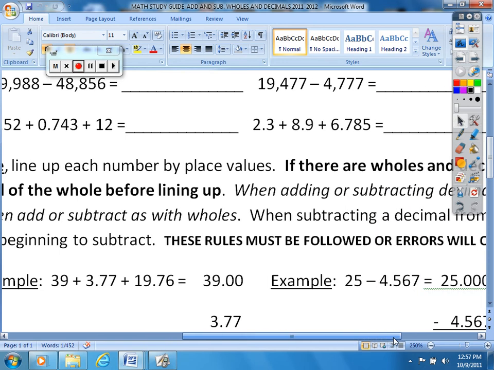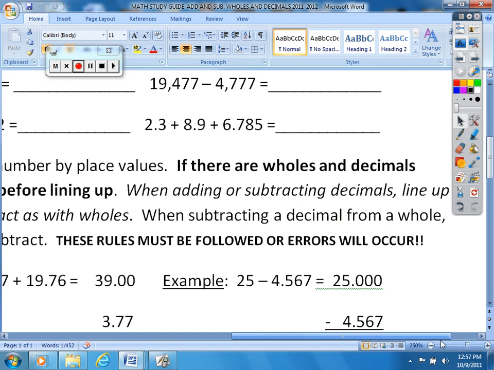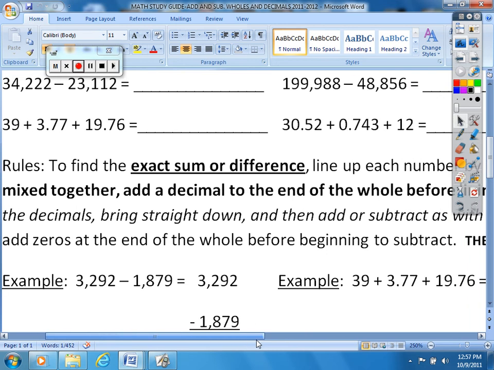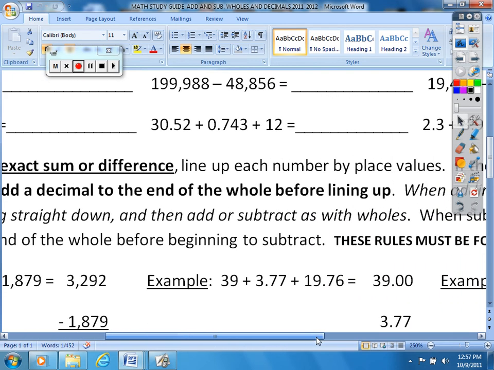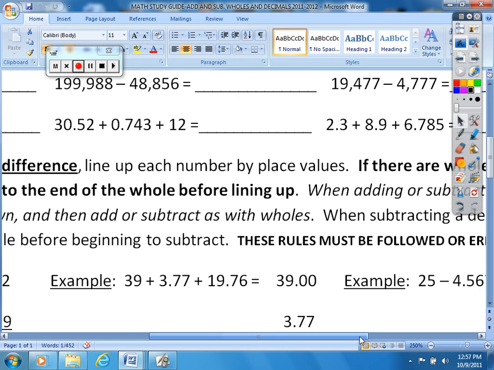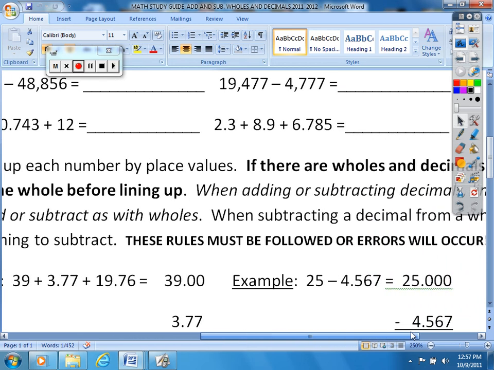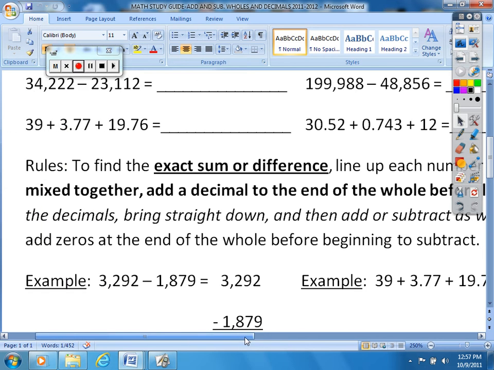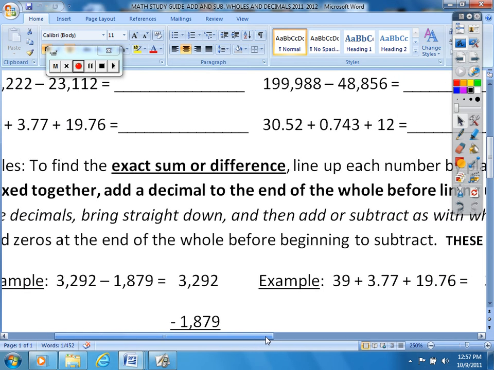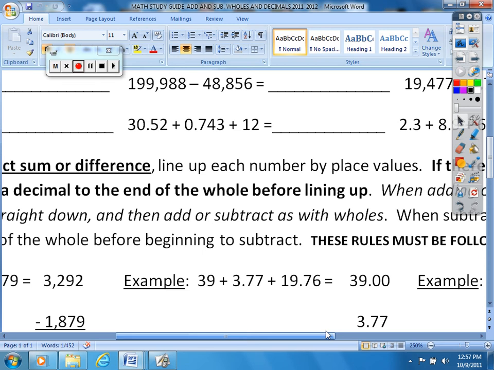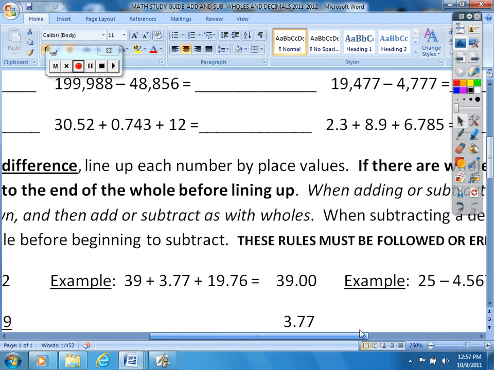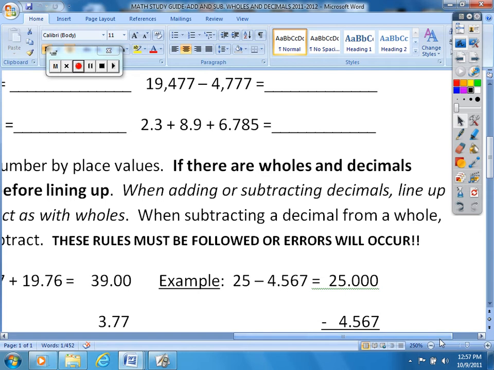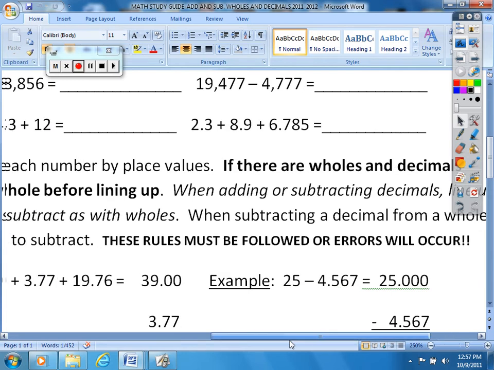Before lining up, when adding or subtracting decimals, line up the decimals, bring straight down, and then add or subtract as with wholes. When subtracting a decimal from a whole, add zeros at the end of the whole before beginning to subtract. These rules must be followed or errors will occur. And you're going to see that because I'm going to make one on the very first problem.